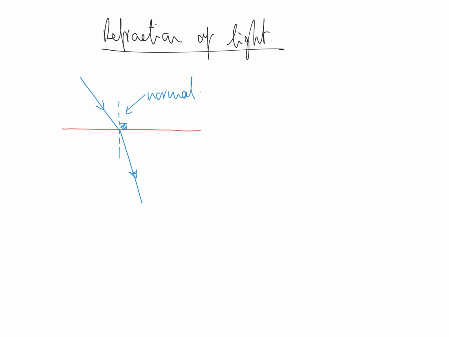Okay, now the reason why it bends towards the normal, as you can see that's bending towards there, is due to a change in speed. In actual fact, it slows down.